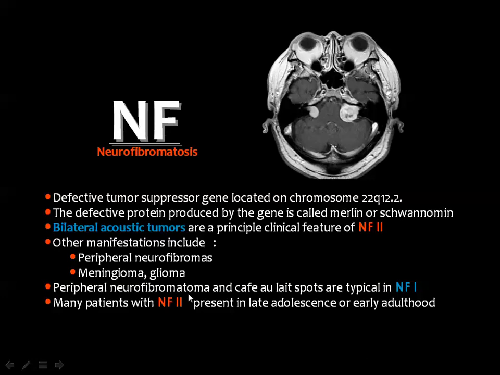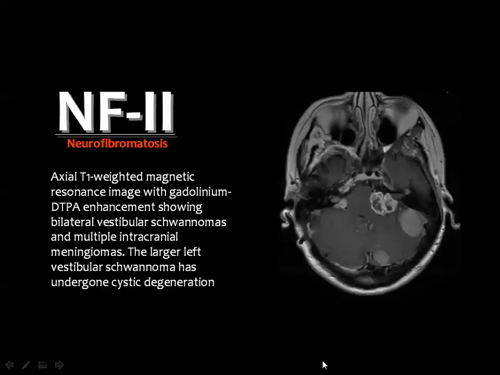Peripheral neurofibromata and the cafe au lait spots are typical of neurofibromatosis type 1, while neurofibromatosis type 2 is diagnosed by the presence of bilateral acoustic schwannomas together with some of these tumors. And this is a case of neurofibromatosis type 2, showing bilateral acoustic neuroma and a meningioma related to the petrous bone, another meningioma which is related to the occipital bone, and maybe a third one here.